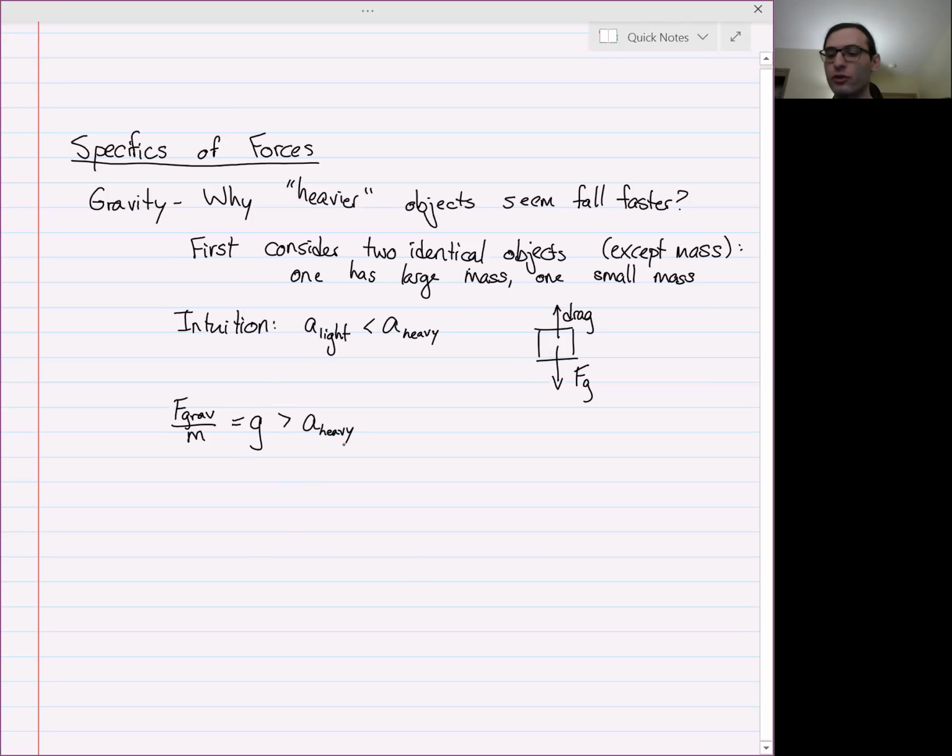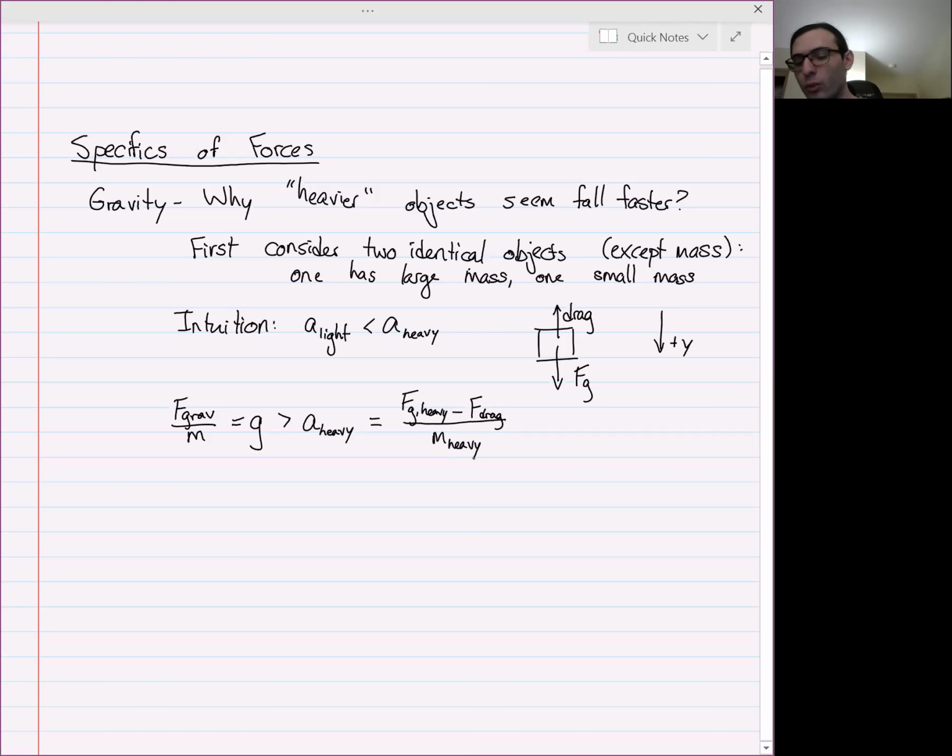So we can use this free body diagram to write out what that acceleration would be. We would add up the forces in the various directions, and then divide by the mass. Implicitly, I'm assuming g is positive here, so this is the plus y direction, and there's nothing in the x direction, so we don't have to worry about that. So the net force in the plus y direction would be F sub g of the heavy object minus the force of the drag, divided by the mass of the heavy object.